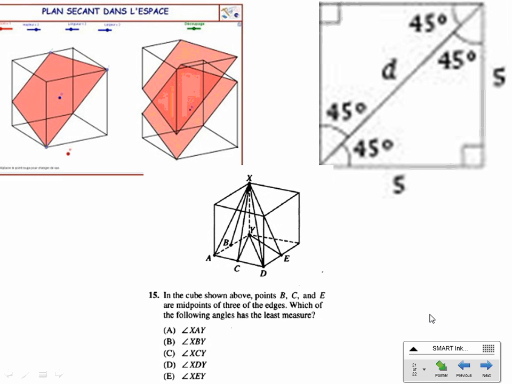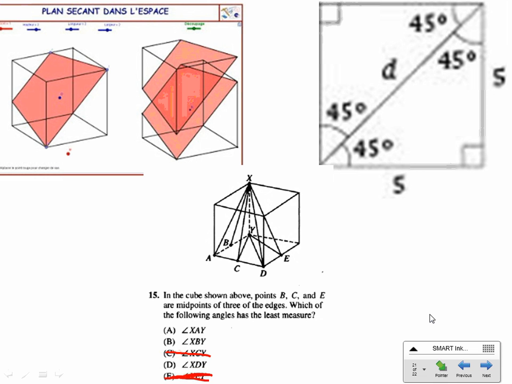So let's see if we can eliminate some of these answer choices. We can eliminate any answer choices where the angles have the exact same measure. That allows us to get rid of angle XCY and angle XEY, because these angles have the exact same measure, because C and E are the exact same distance away from Y. Okay, so that gets rid of C and E.